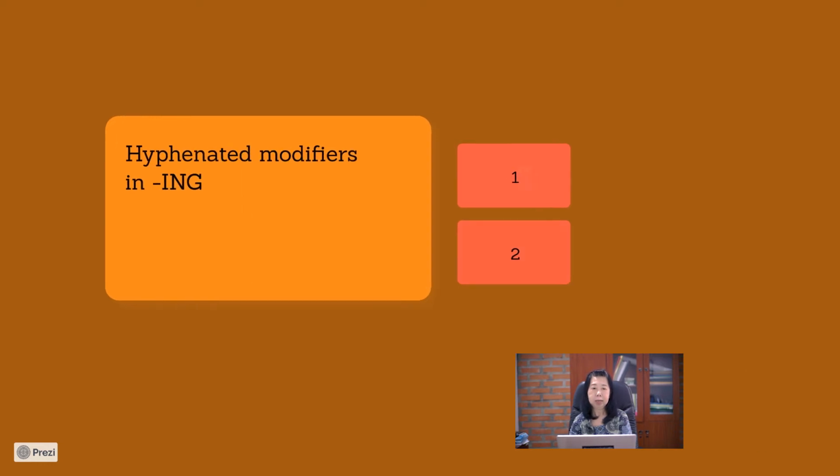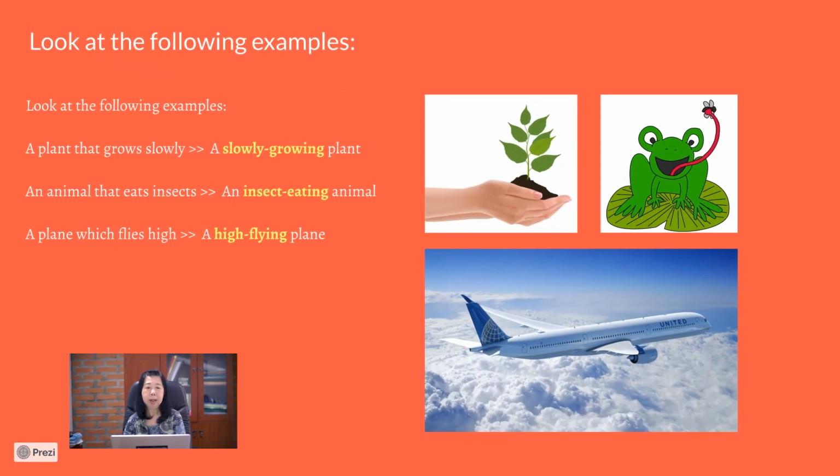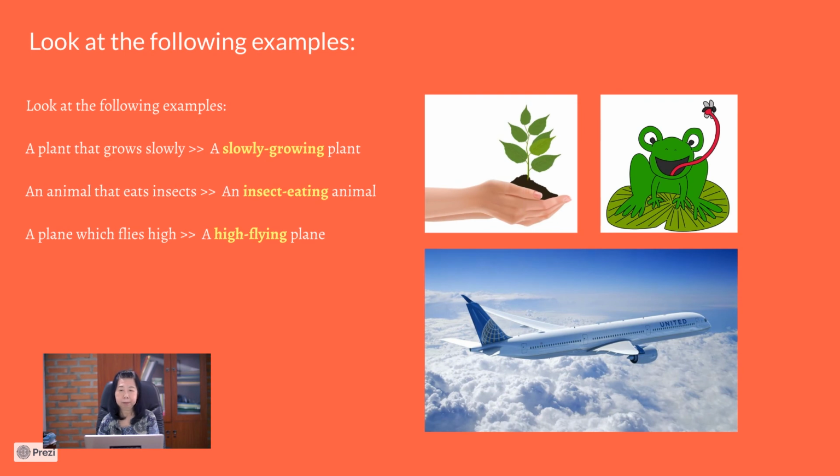Now look at the following examples. A plant that grows slowly becomes a slowly growing plant. An animal that eats insects, an insect-eating animal. A plane which flies high, a high-flying plane.